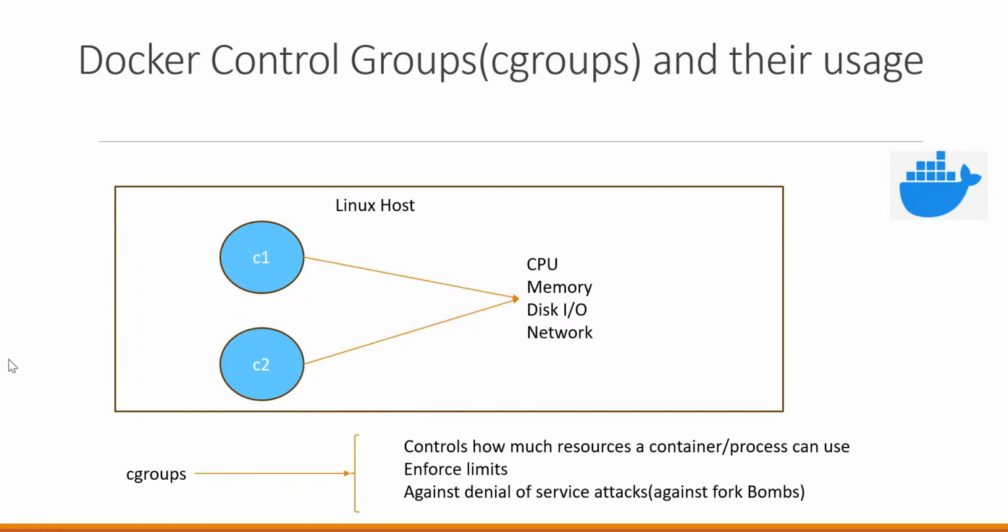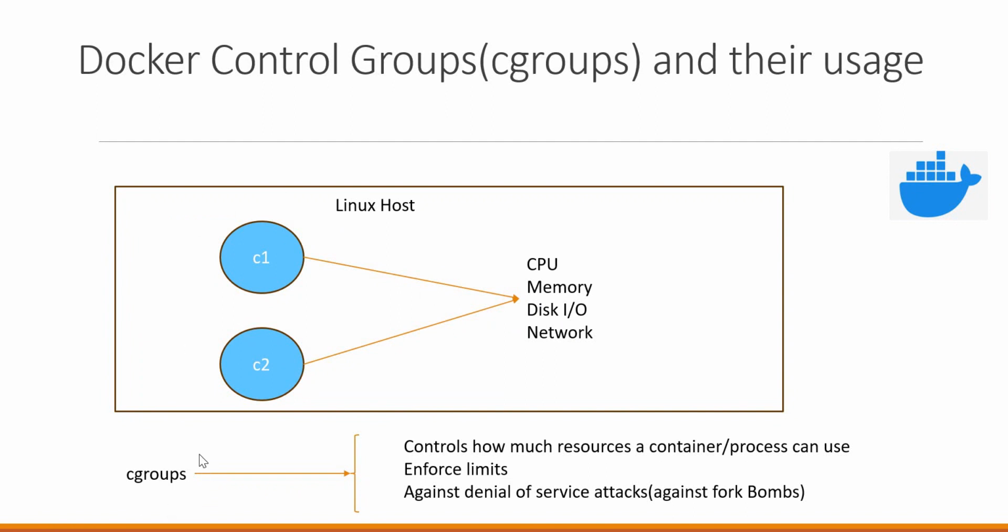Hello everyone. In this video, we are going to discuss control groups in Docker and their uses. We know that in Linux when we start containers, these containers will run as processes on the Linux host. These processes consume resources like CPU, memory, network resources, disk IO and so on. These resources are limited for all the processes, so there should be a functionality to limit the resources used by multiple containers within the host.